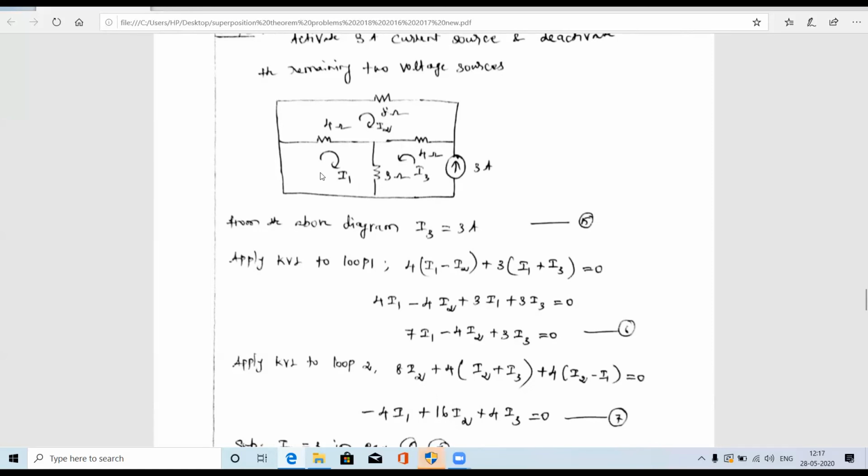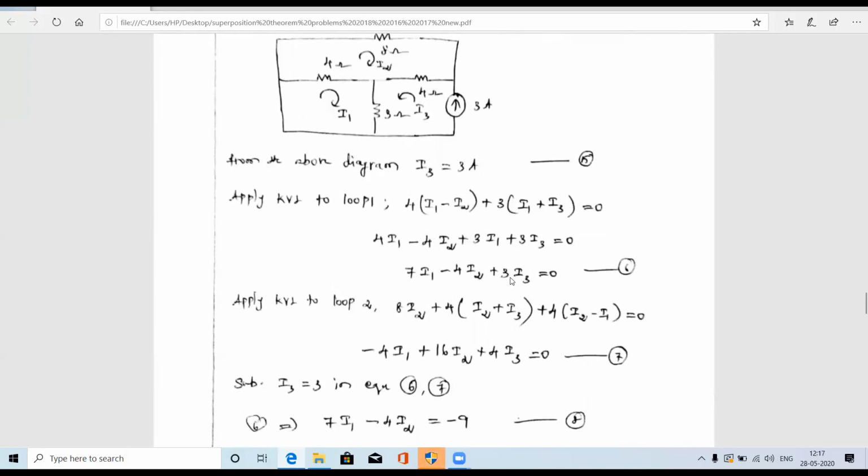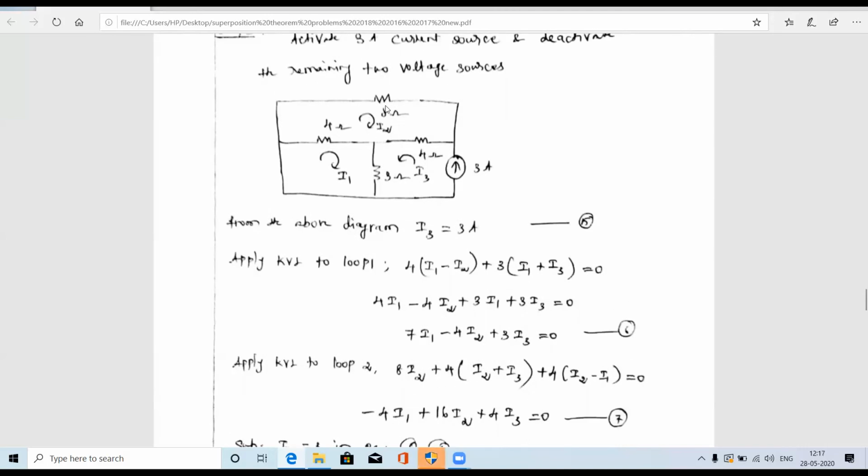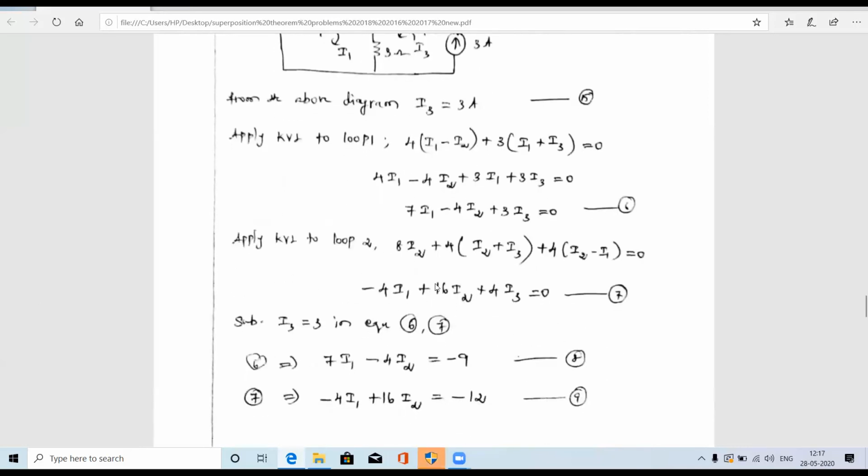And for the 2 more equations, we have to apply KVL to loop 1 and loop 2. So if you apply KVL to loop 1, we will get the equation 7I1 minus 4I2 plus 3I3 equal to 0. Similarly, you just apply KVL for loop 2. So there are 3 resistances, 8, 4 and 4. The current flowing through the 8 ohm is I2. The current flowing through this 4 ohm is I2 plus I3. And the current flowing through this 4 ohm is I2 here, I1 here. Okay, so we just form the KVL equation.